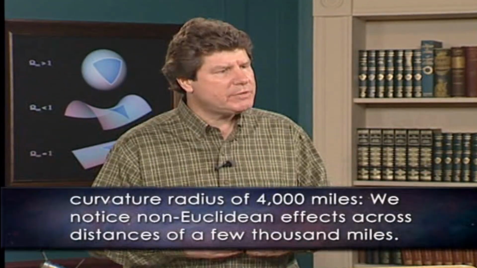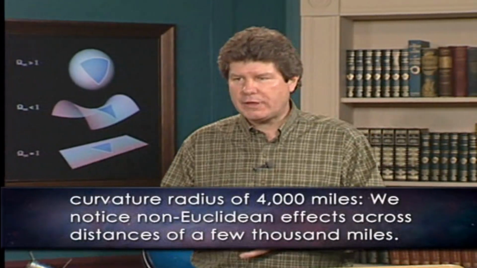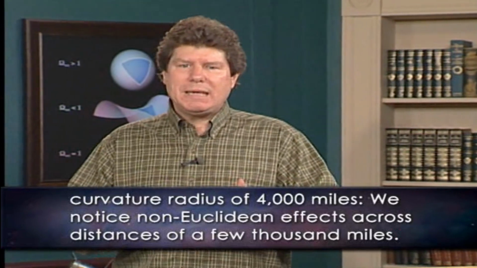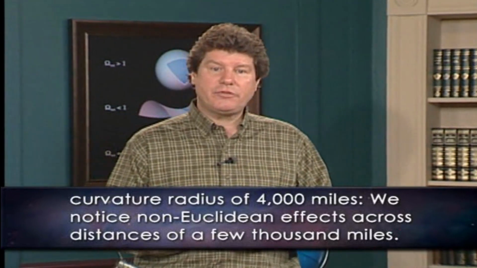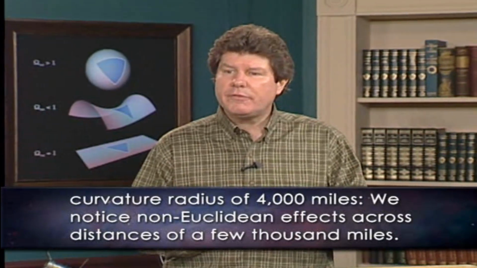Now, getting your mind around curved spaces is really quite tricky, but let's have a go. I'm going to describe what it would be like living in a curved space, whose curvature radius is about 4,000 miles, meaning we begin to notice non-Euclidean effects across distances of a few thousand miles. So nearby, everything seems pretty normal. Constructing triangles and circles a few miles across, all our high school Euclidean rules work just fine.